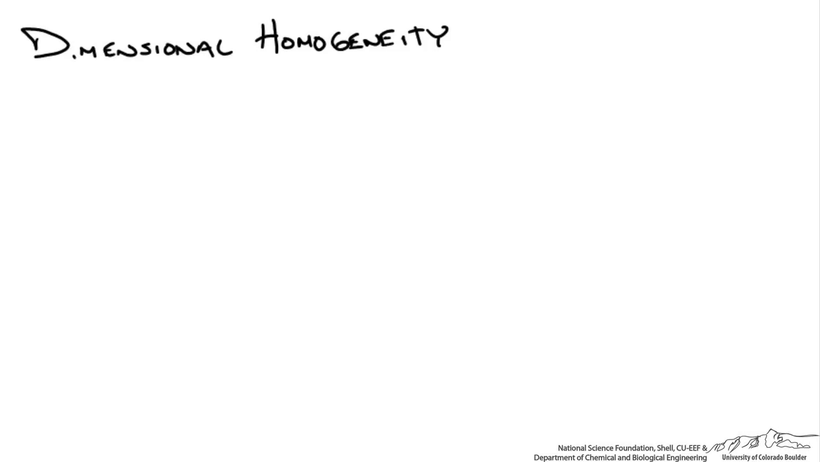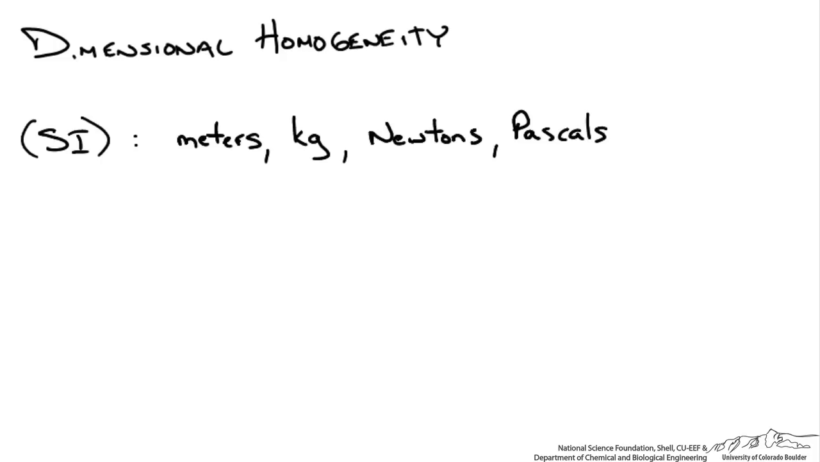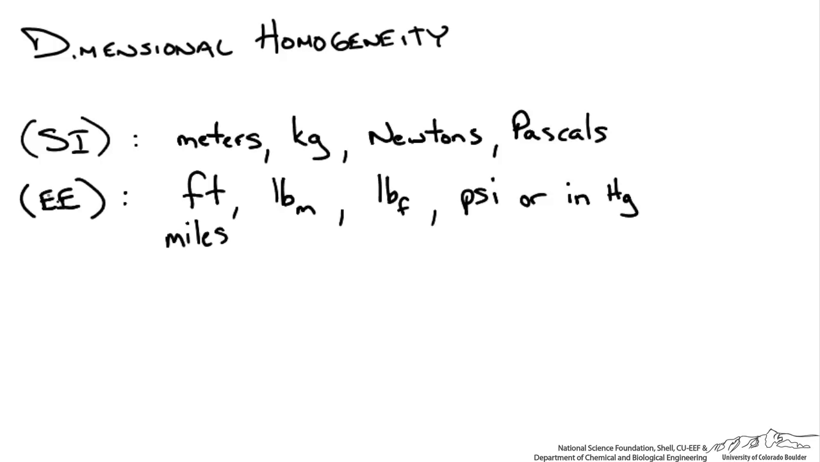In this screencast, we're going to describe the two systems of units typically seen in fluid mechanics. Now, when you think of systems of units, you probably think of the International System, or SI system, in which we use meters for distance, kilograms for mass, newtons for force, pascals for pressure, etc. The other system that you're probably familiar with is the English engineering system. And you've seen these units before in terms of feet, miles, pounds mass, pounds force, psi, maybe inches mercury, etc.